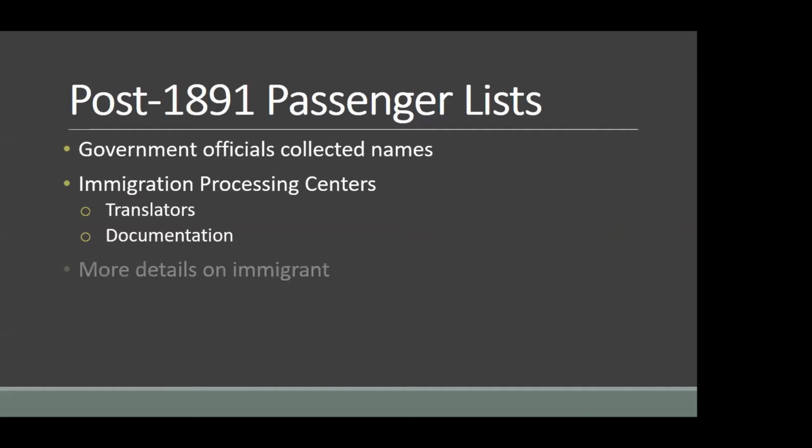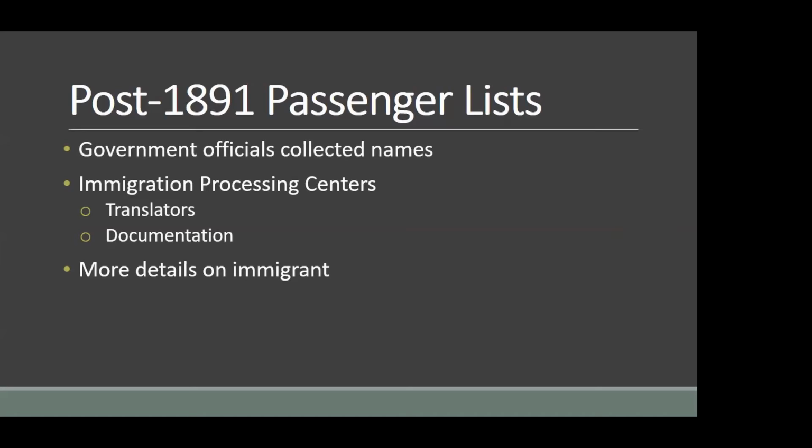In 1891, the US government implemented the Immigration Act, which formed what became the Immigration Service, which took over the duties from the ship's captain of collecting those ship manifests. And they wound up examining the ship's passengers as they came into the United States. These federal immigration officials collected the names.